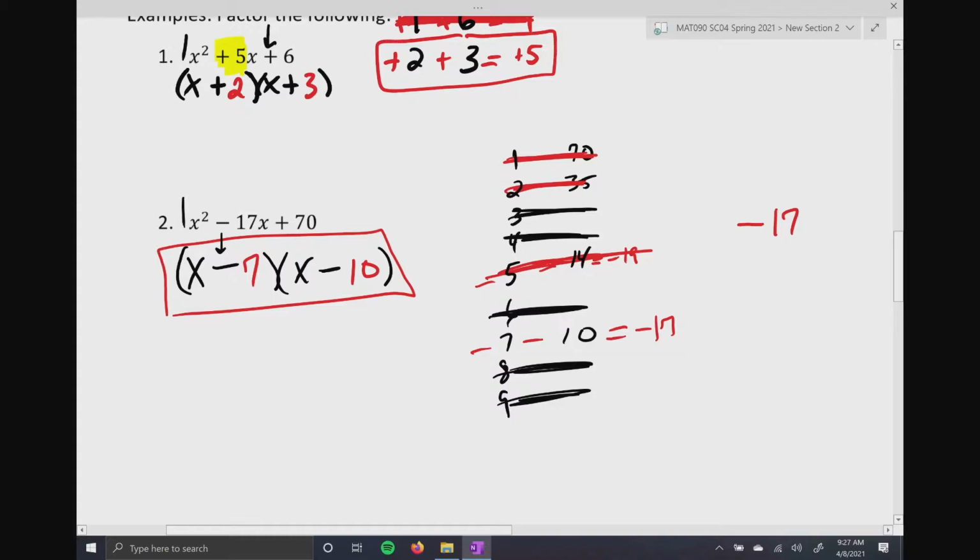Okay, how would I check myself? How would I check myself? Multiply. Yeah, I would just multiply it out.